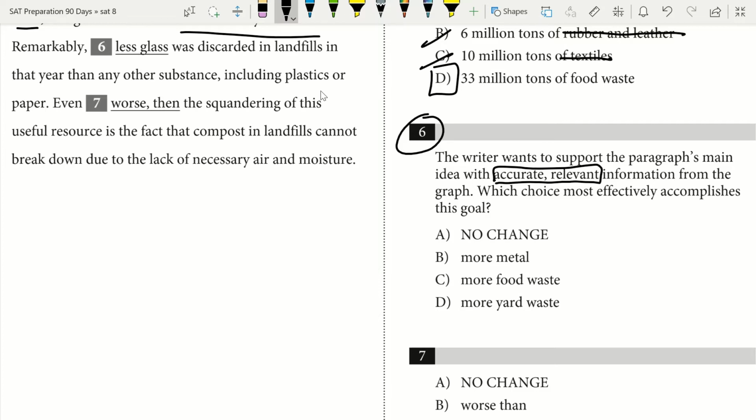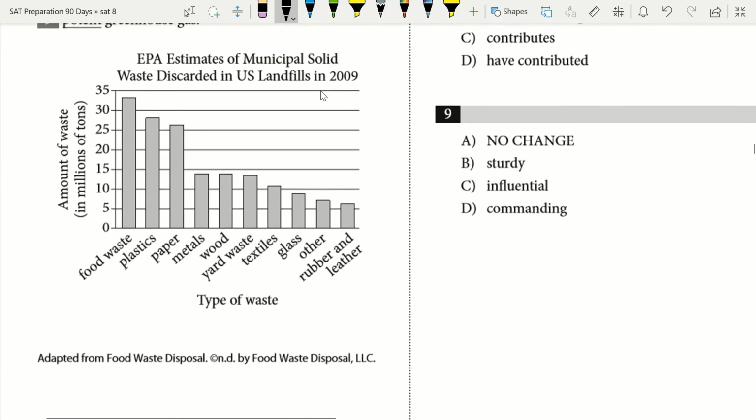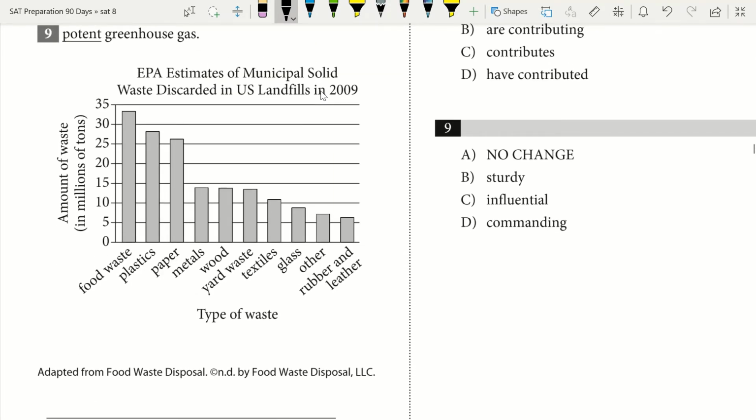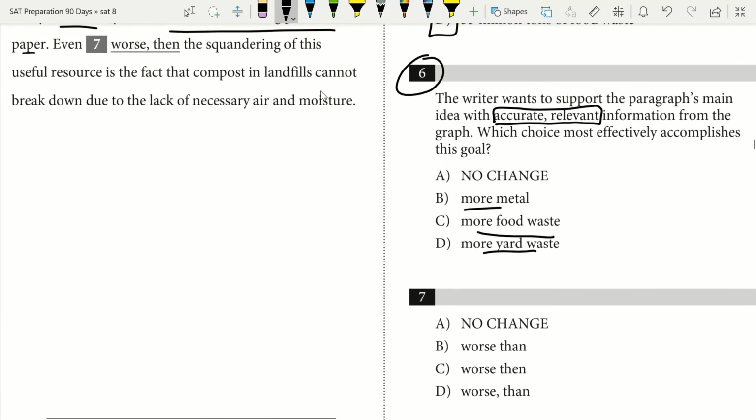So let's take a look at question 6. We have remarkably, and then we're going to input either less glass, more metal, more food waste, or more yard waste was discarded in landfills in that year than any other substance, including plastics or paper. So which substance had the highest disposal in these landfills? And we see that that's going to be food waste because we have the amount of waste in millions of tons on our y-axis. Our highest bar graph we see is food waste. Okay, so we're going to want to use food waste right there. We see that that is going to be answer choice C. So our correct answer for number 6 will be C.